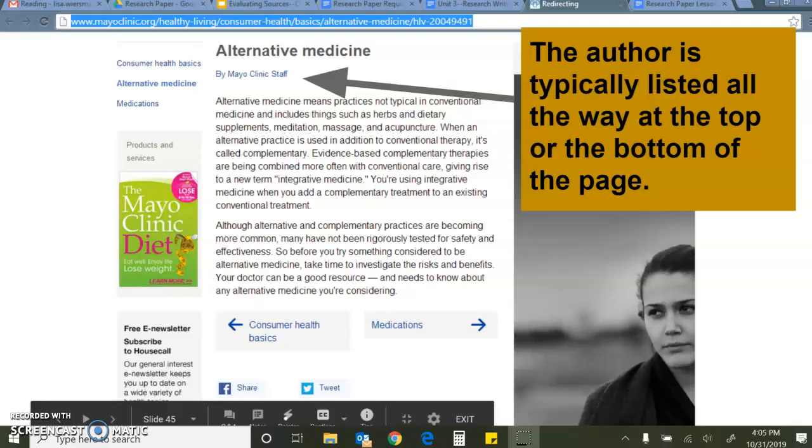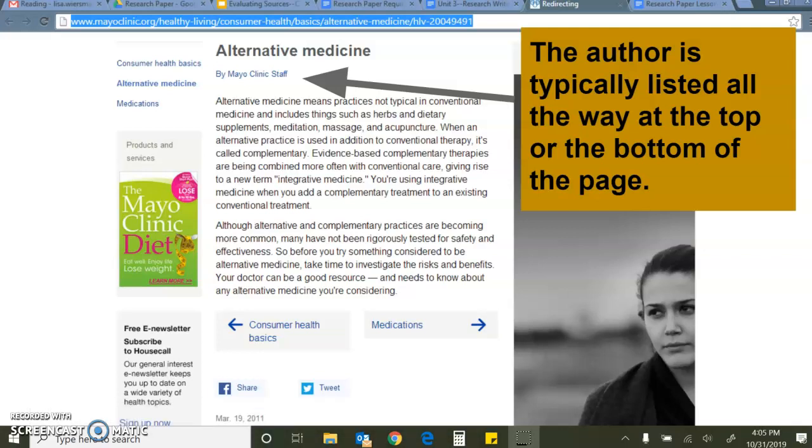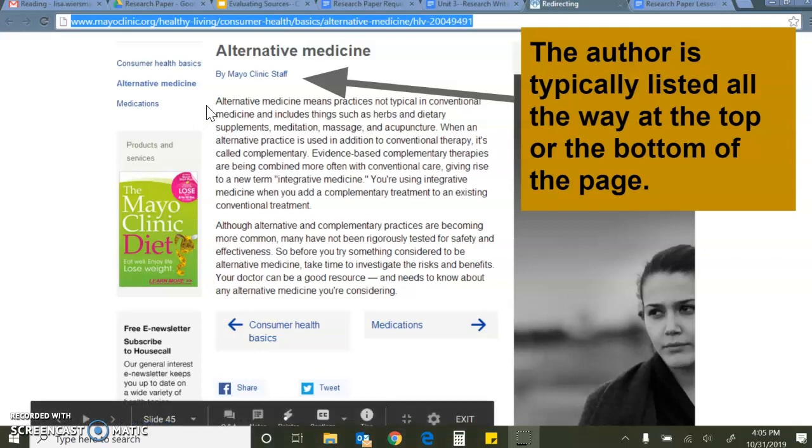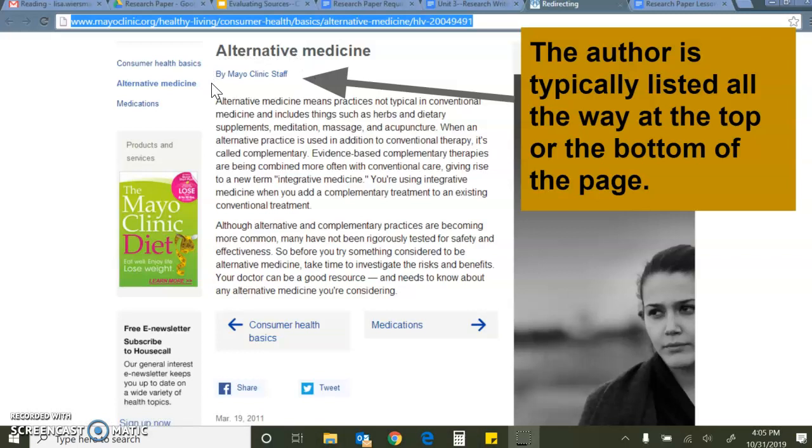So let's take a look here at our example article. We see the author up by the article title here. It says by Mayo Clinic staff. So we don't have a specific person listed as the author, but we do have this group of people. Usually that author is listed right below the article title or near the article title or at the bottom of the page. Sometimes there's no author at all.